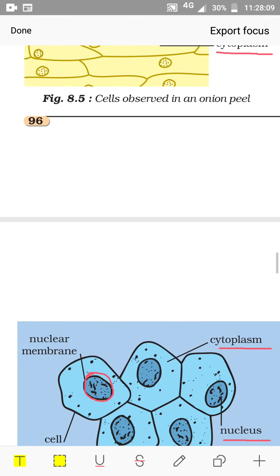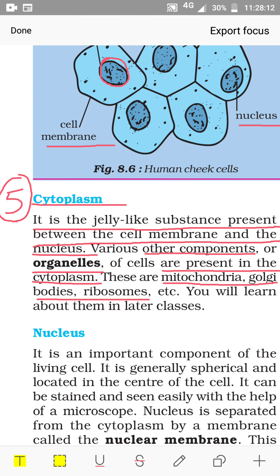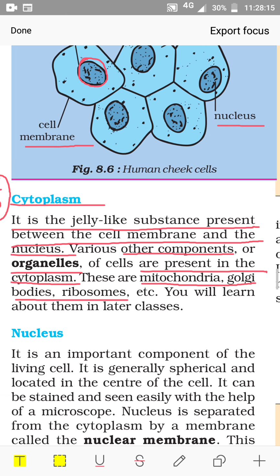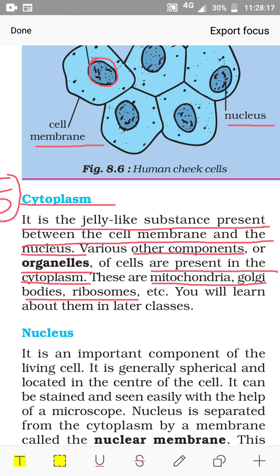And another one, that is cytoplasm. Cytoplasm is the jelly-like substance present between the cell membrane and the nucleus. Various other components or organelles of cells are present. So if here's the cell membrane, you can see the cheek cell, here the cell membrane, this is the nucleus, and the jelly-like substance over here, this is actually called the cytoplasm.